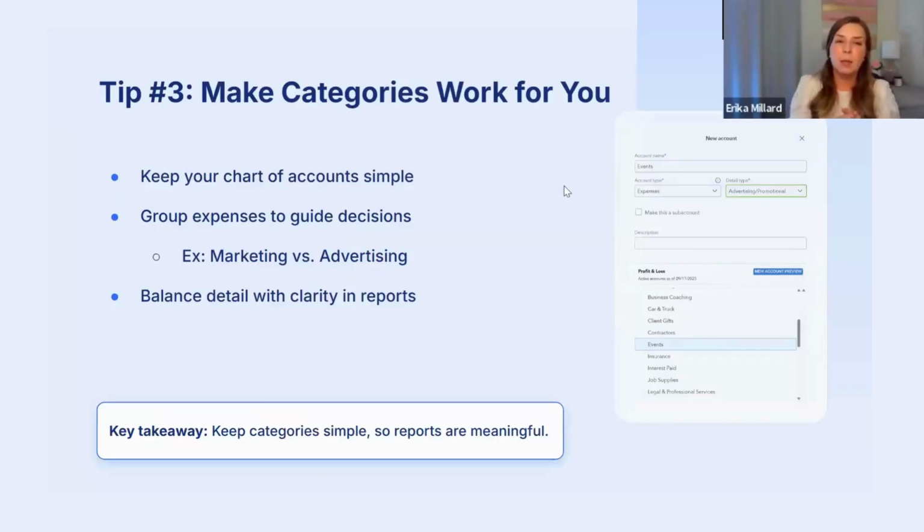Okay, our next tip is to make the categories work for you. So you might have seen, if you've been in QuickBooks, there's not actually a section called categories. And so sometimes this confuses people. The accounting or more professional term for your list of categories is the chart of accounts. That's just the fancy term for all of your categories. Some of my clients call it labels.